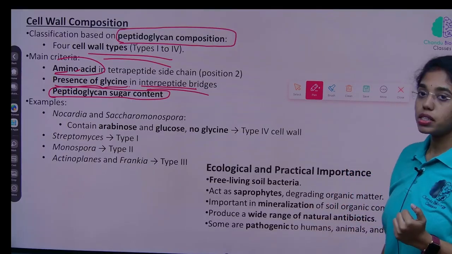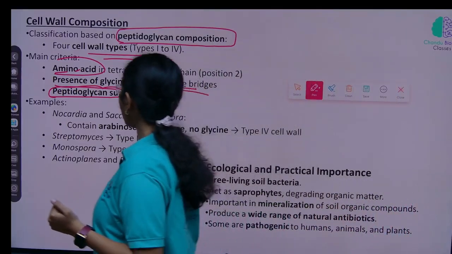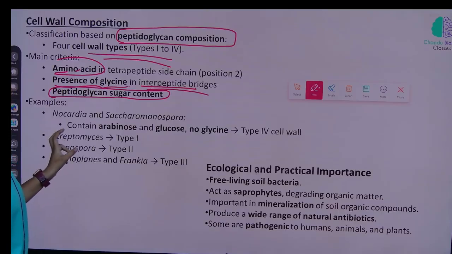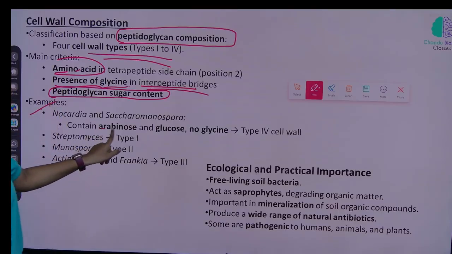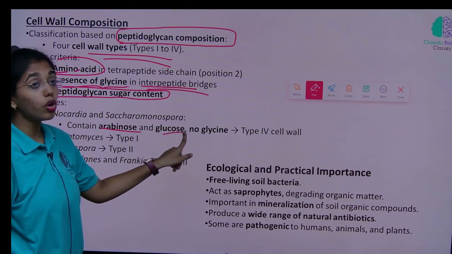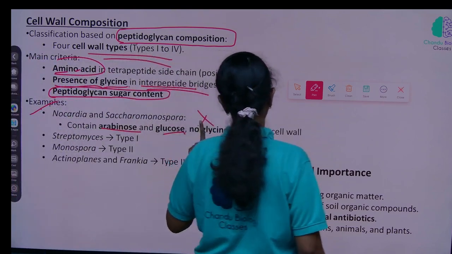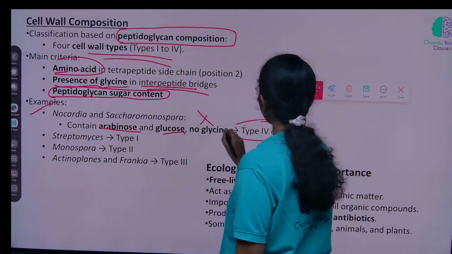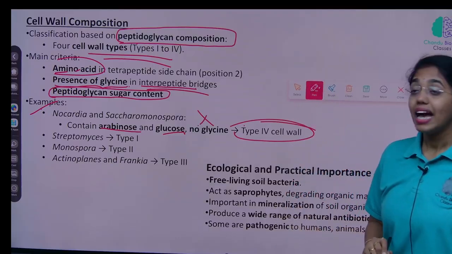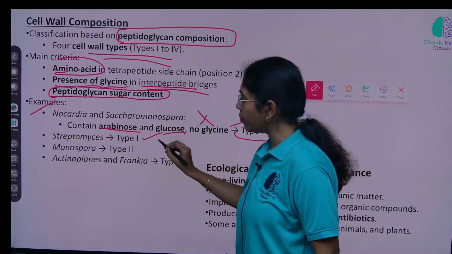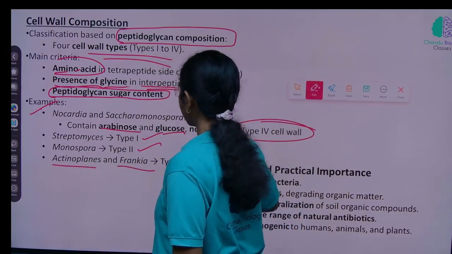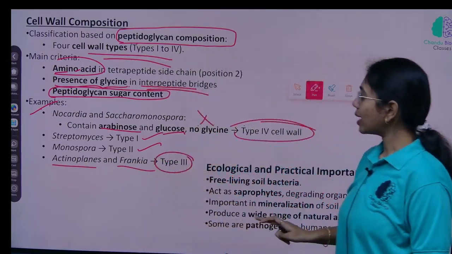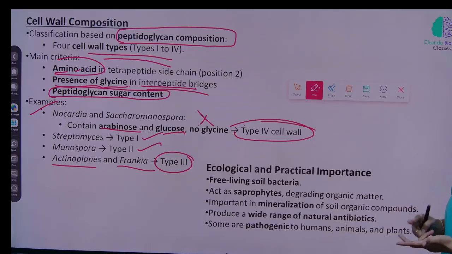Now, examples: Nocardia and Saccharomonospora is one example. They contain arabinose and galactose and no glycine. These are kept under type 4 cell wall. Streptomyces falls under type 1, Micromonospora under type 2, Actinoplanes and Frankia under type 3. So you are clear with the 4 types, type 1, 2, 3 and 4?